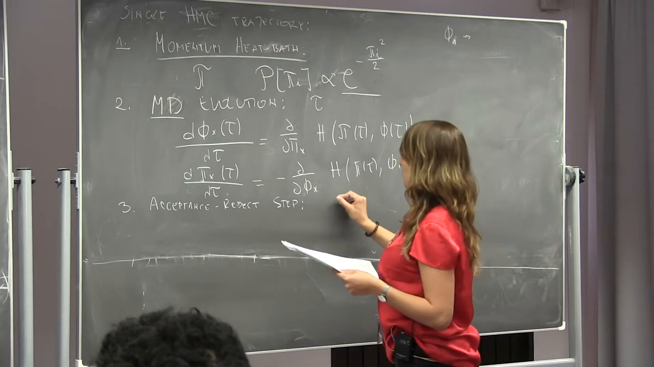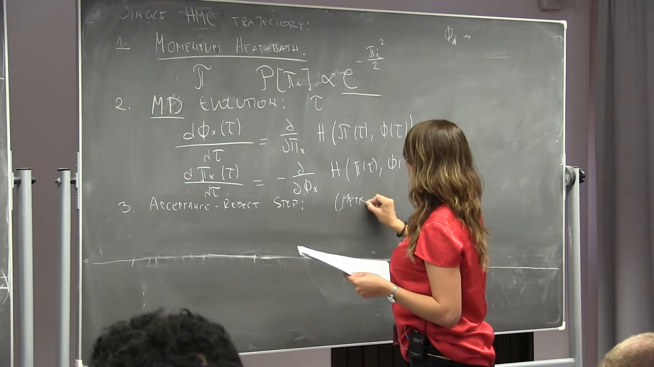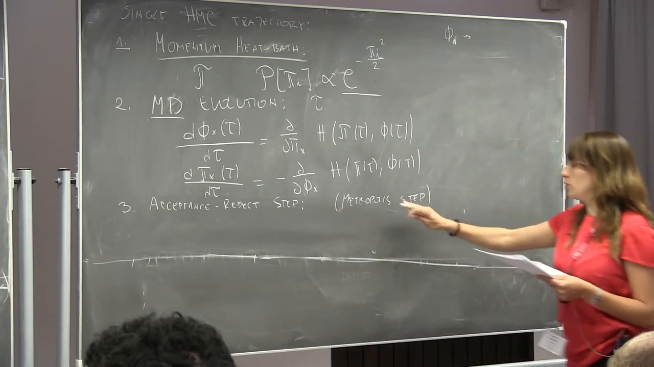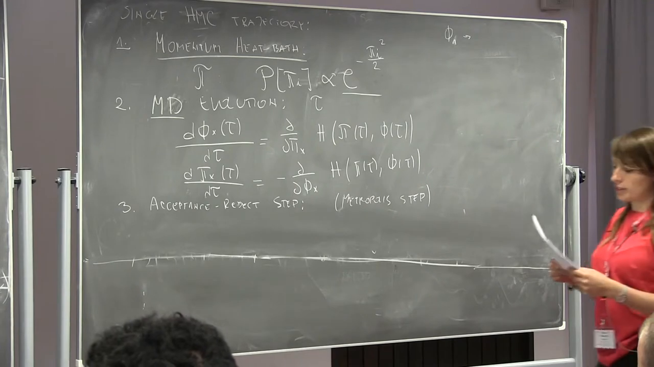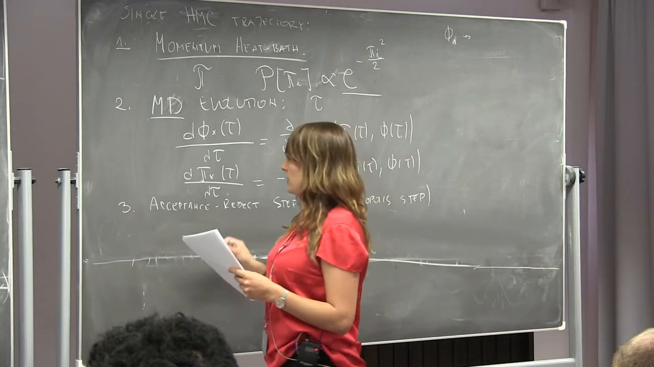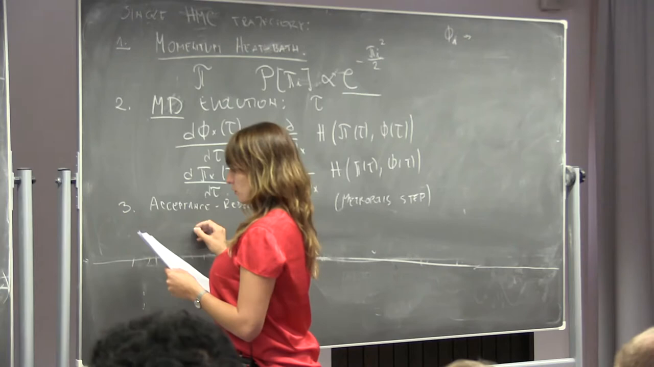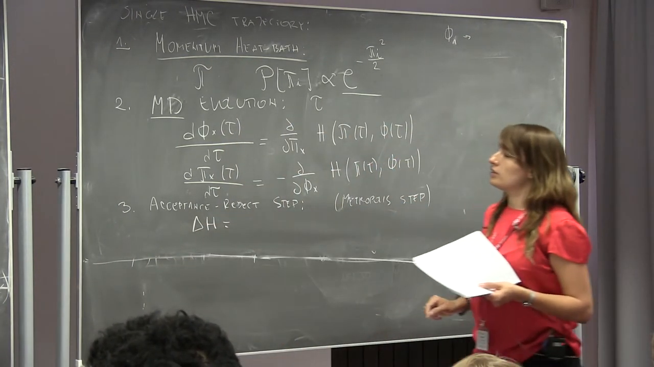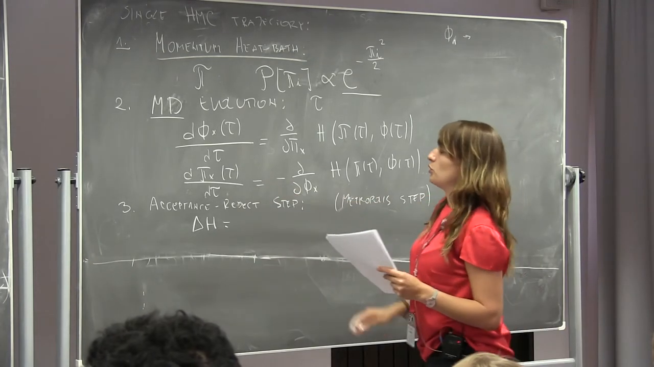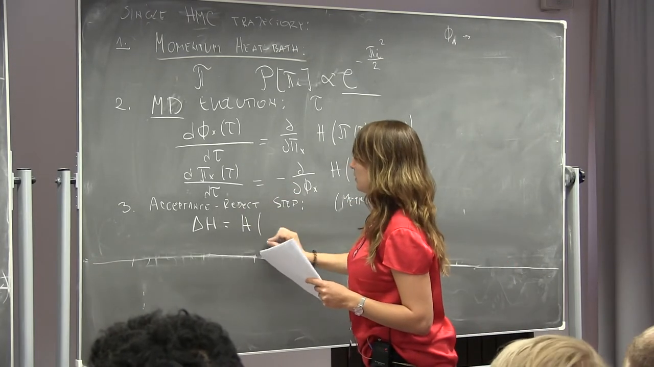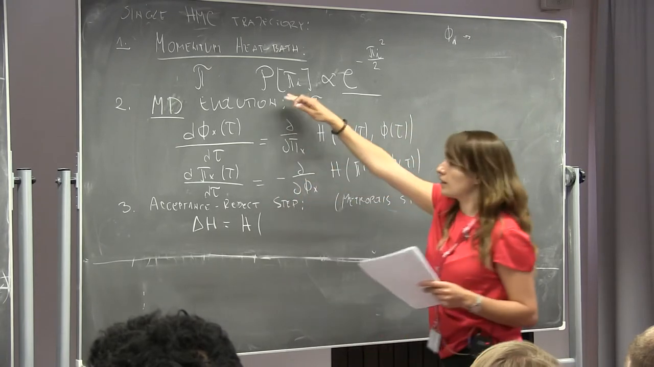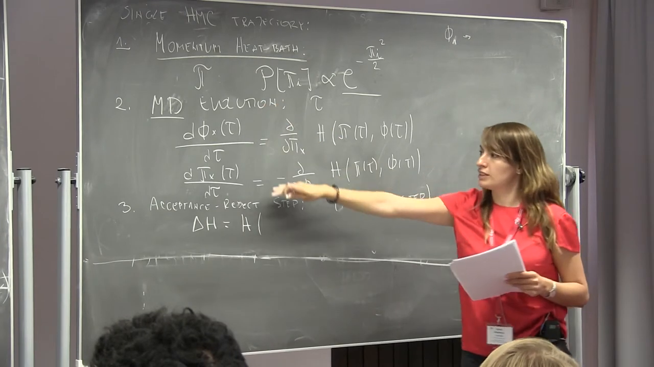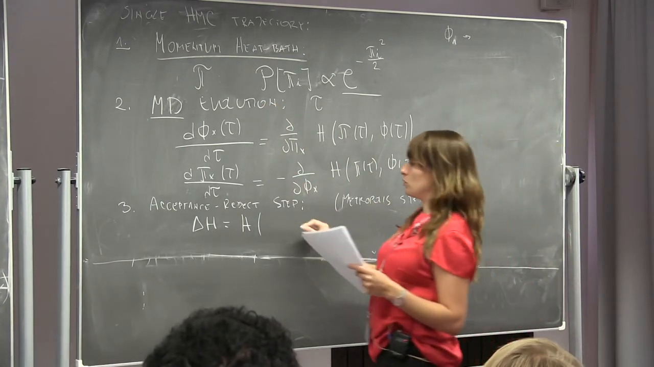Or another name for this is the Metropolis step, because it follows the procedure developed in the Metropolis algorithm. So basically, we will compute the difference in the Hamiltonian evaluated at our current value of the field and of the momentum after the molecular dynamics evolution.